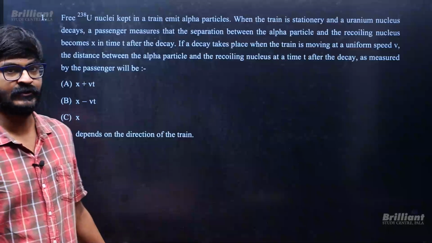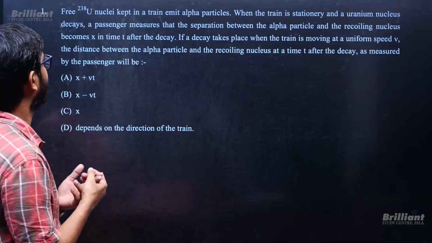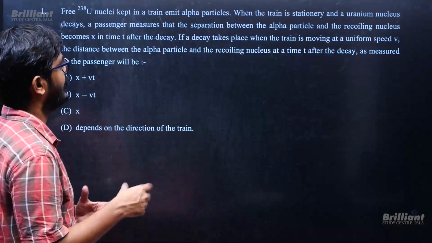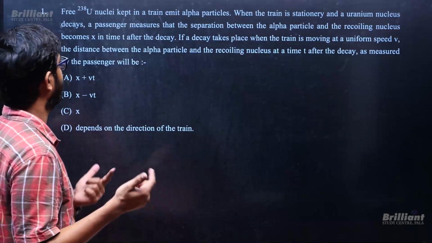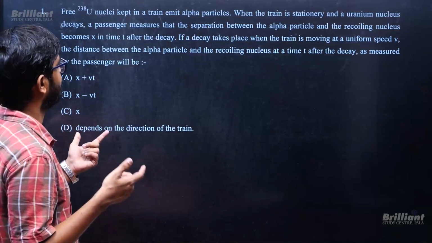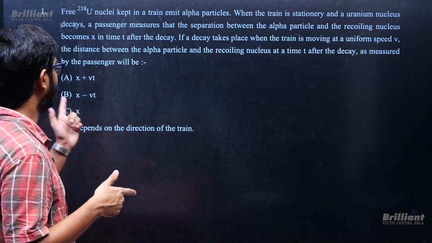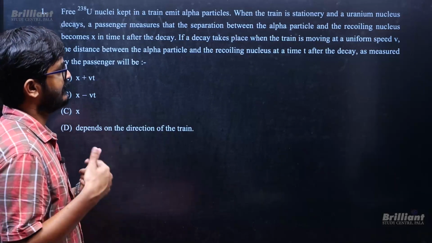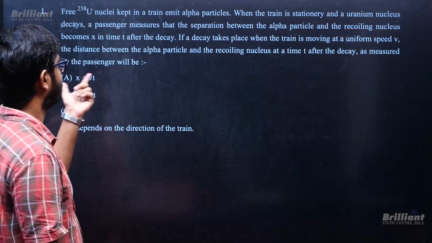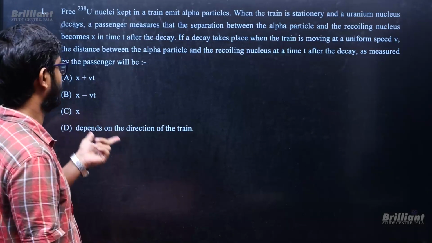Hi kids, we'll be going into this paper discussion. You can look at the first question. The first question says, free uranium nuclei kept in a train emit alpha particles. When the train is stationary and the uranium nucleus decays, a passenger measures that the separation between the alpha particle and the recoiling nucleus becomes x in time t after the decay. If a decay takes place when the train is moving at uniform speed, what is the distance between the alpha particle and the recoiling nucleus at a time t after the decay, as measured by the passenger?